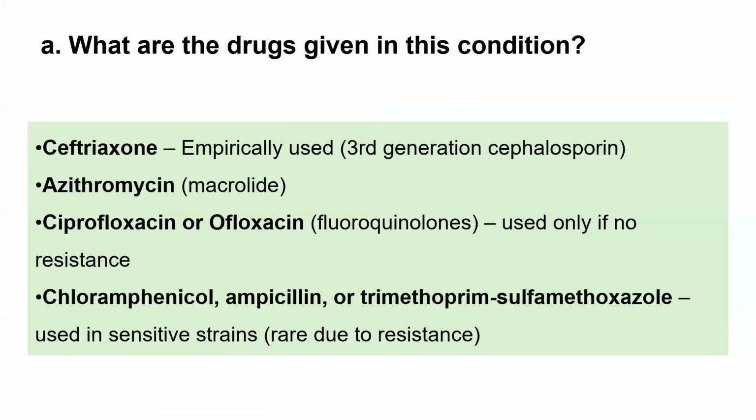So what are all the drugs used in typhoid? The empirically used one is ceftriaxone, macrolides we can use, and fluoroquinolones we have already discussed. In addition, alternative drugs are chloramphenicol, ampicillin, or cotrimoxazole; these we are using rarely. So the main drugs are cephalosporins and fluoroquinolones. Azithromycin can be used as an alternative.